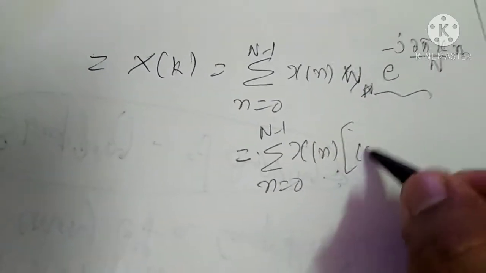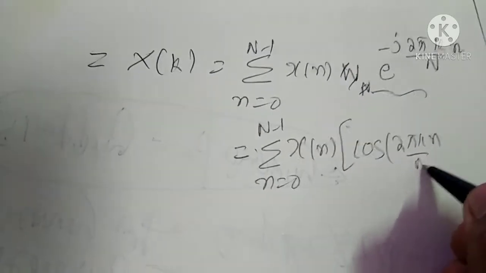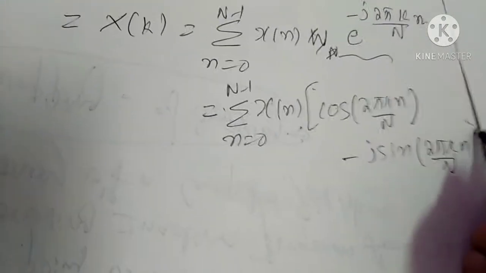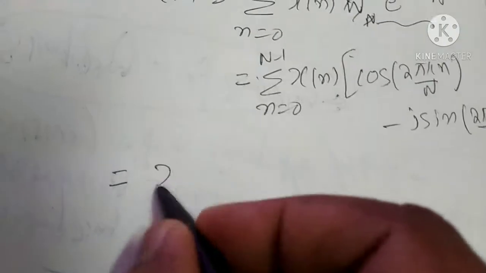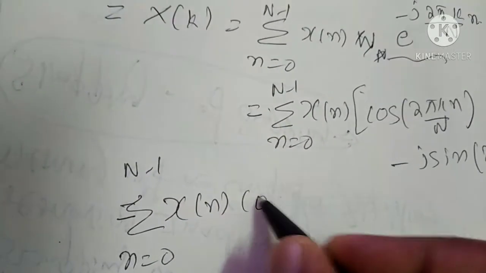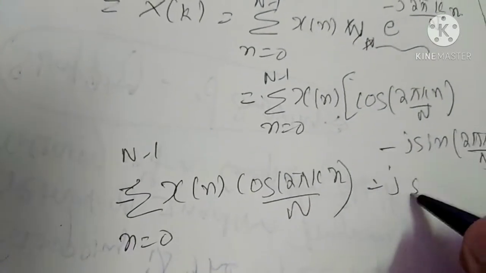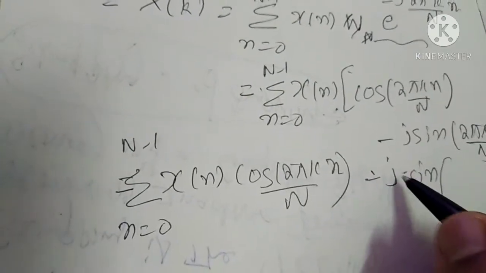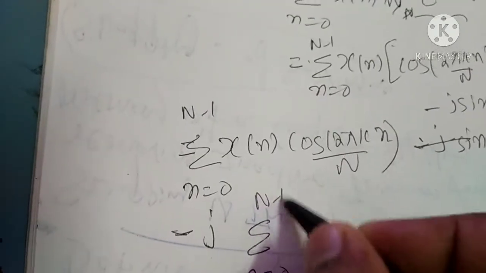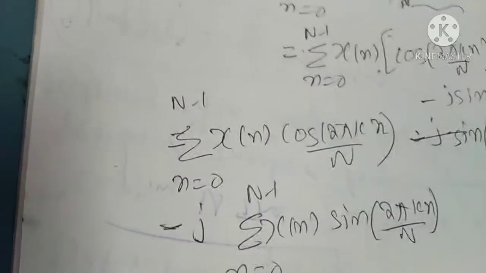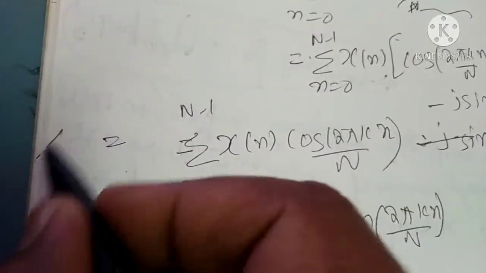This can be written as cos of 2 pi k n divided by N minus j sin of 2 pi k n divided by N. So this can be written as the sum from n equals 0 to N minus 1 of x of n into cos of 2 pi k n divided by N, minus j times the summation n equals 0 to N minus 1 of the same x of n into sin of 2 pi k n divided by N. This is now our X of k.